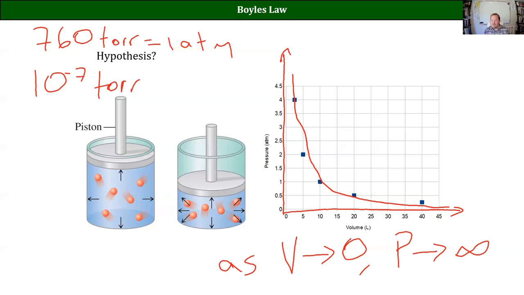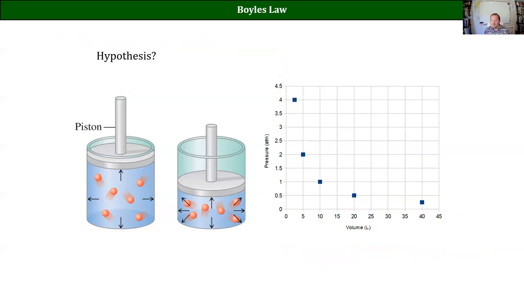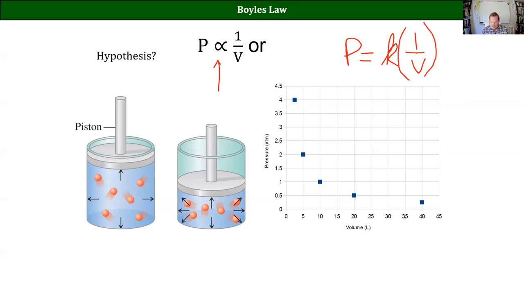And so the way we write that mathematically is we say that the pressure is proportional to 1 over volume. Proportional is sort of like a version of equals, but it doesn't mean pressure is equal to 1 over volume. It means pressure is equal to a constant times 1 over volume. So if we call that constant K, we can actually predict how the system is going to behave.